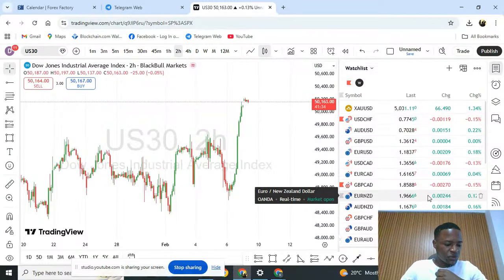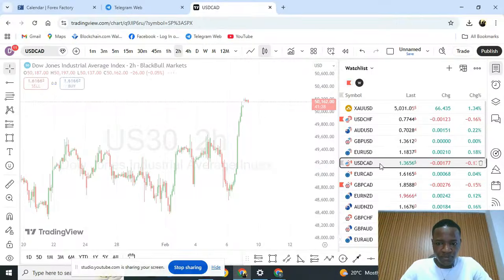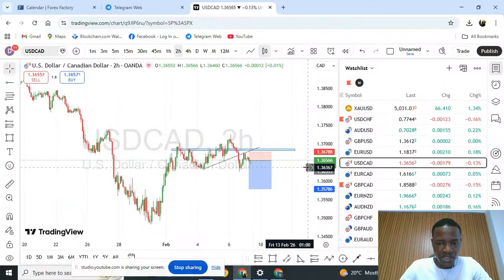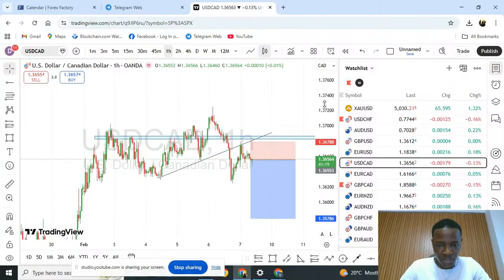Someone is saying USD card. So let me check on USD card. Our view on USD card is a sell, an active sell. Yeah, I still also see USD card as a very good pair to check out today.